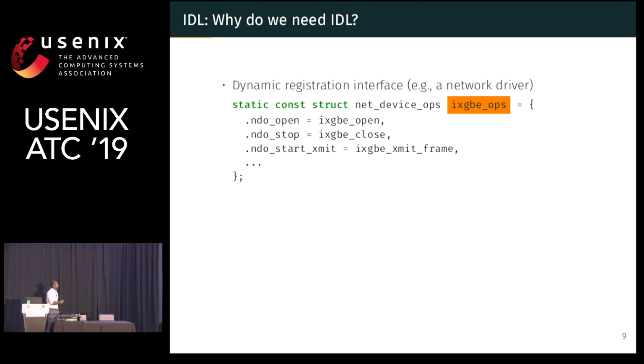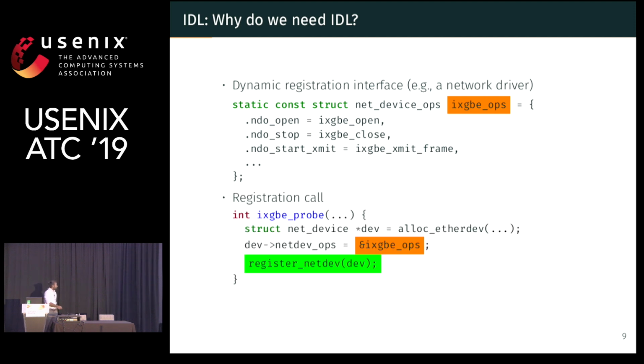Here we have NDO open, stop, and xmit, which are provided by the driver to register itself with the kernel. So we have an ops structure, and we assign that to a struct net device pointer and pass that to another domain. These kinds of complex interaction patterns cannot be uncovered by the existing IDLs. So we designed an IDL to understand interaction patterns in the kernel code.